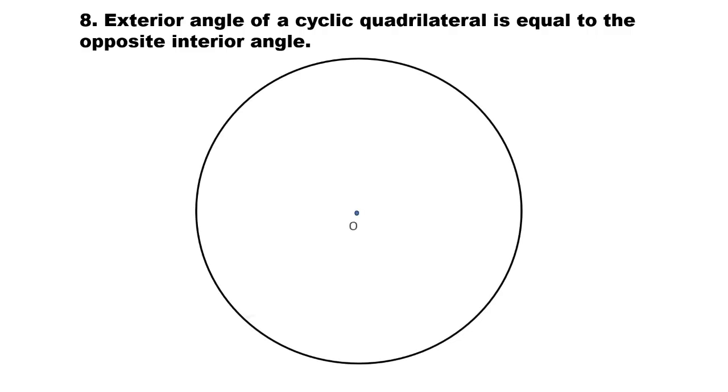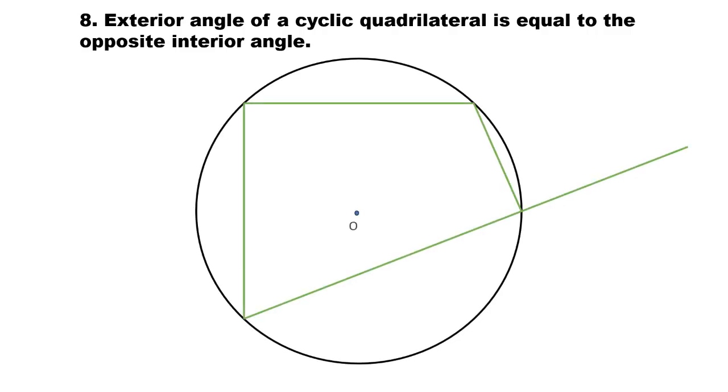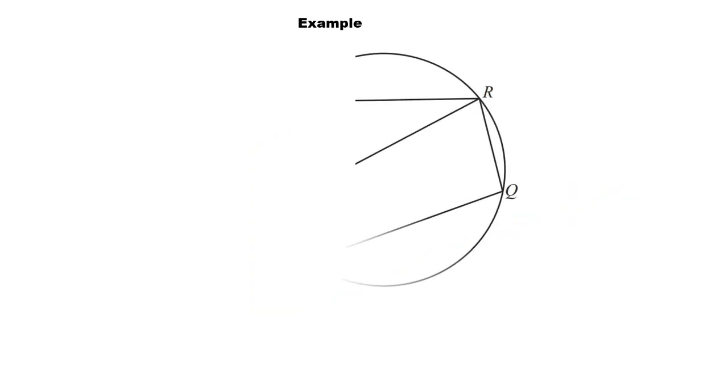Now our last theorem, which is the eighth theorem, states that the exterior angle of a cyclic quadrilateral is equal to the opposite interior angle. So if we draw our circle, and inside the circle we draw a cyclic quadrilateral, with one side extended outside the circle, this extended side will make the exterior angle. So if we call this angle x, therefore the interior angle, which is on the opposite side, will also be x. Now, let us look at an example to apply this theorem.